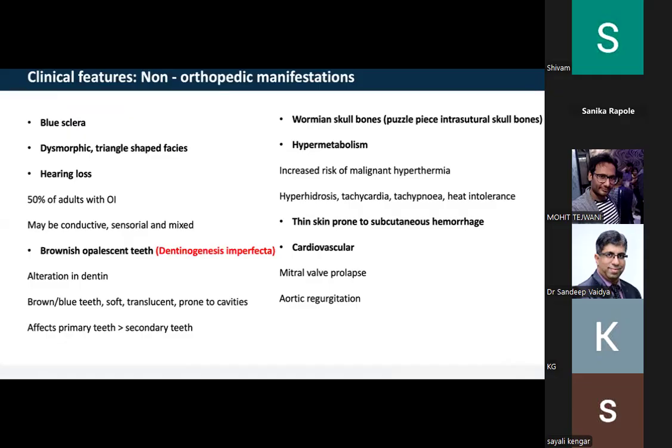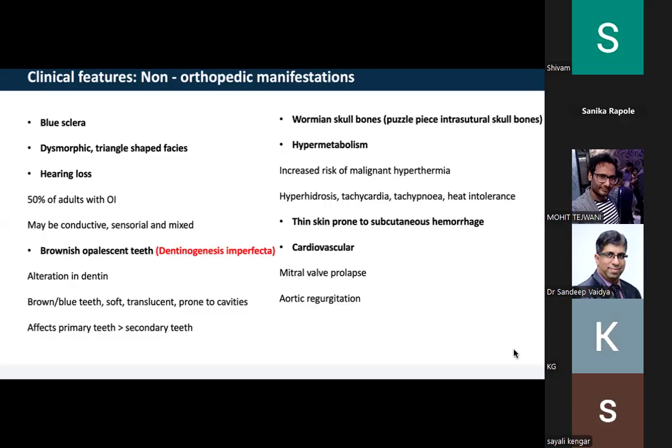Triangular facies can occur, which are helpful in pattern recognition. Hearing loss often occurs later in the age group, and might be conductive, sensorineural, or mixed type. Therefore, it is important for us to counsel the families regarding long-term surveillance. Then dentinogenesis imperfecta, wherein there is abnormal dentin formation leading to opalescent teeth, fragility, and risk of caries, with primary teeth being affected more commonly. They also tend to have bleeding tendencies, so they bruise very easily, which can show collagen fragility. There is a risk of perioperative bleeding as well if we are planning any surgical procedure for them, so we have to keep that in mind.